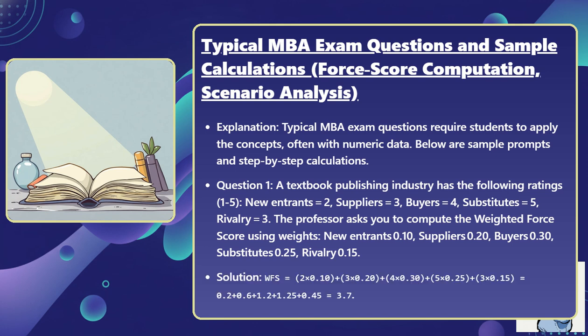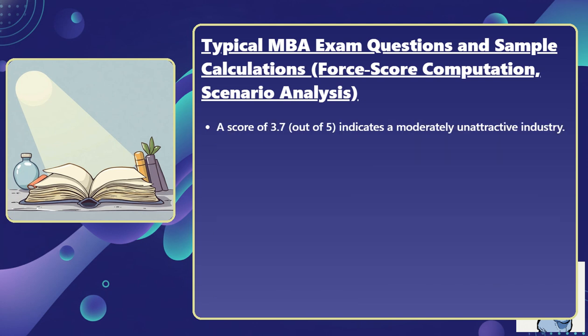Solution: WFS equals (2 times 0.10) plus (3 times 0.20) plus (4 times 0.30) plus (5 times 0.25) plus (3 times 0.15) equals 0.2 plus 0.6 plus 1.2 plus 1.25 plus 0.45 equals 3.7. A score of 3.7 out of 5 indicates a moderately unattractive industry.